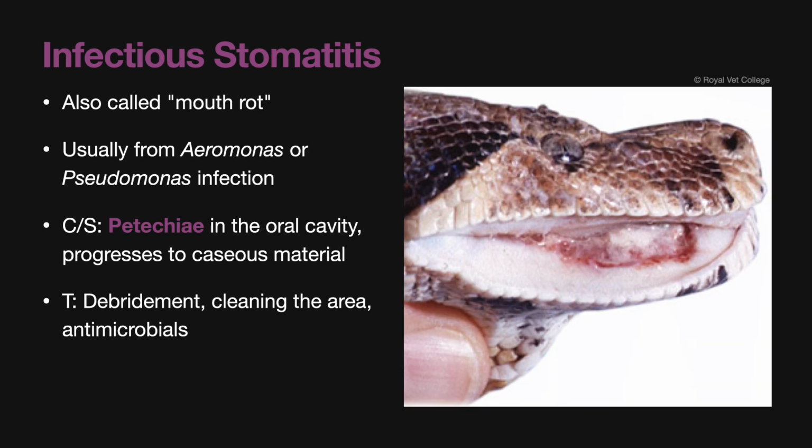There are only a few notable diseases to remember about snakes for the NAVLE, so I've put them in no particular order. We will start with infectious stomatitis, which is also known as mouth rot. This condition is usually caused by Aeromonas or Pseudomonas infections. Clinical signs include petechiae in the oral cavity, which may progress to caseous material. Treatment involves debridement, cleaning the area, and antimicrobials.